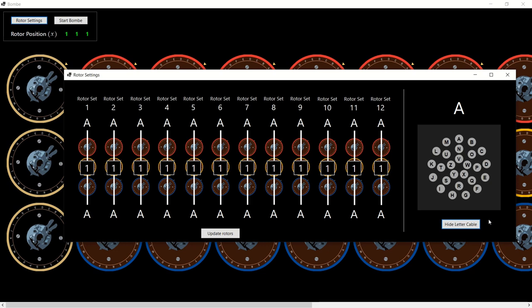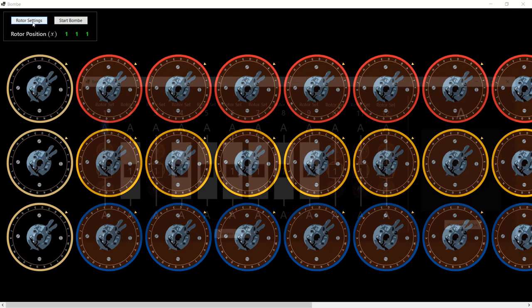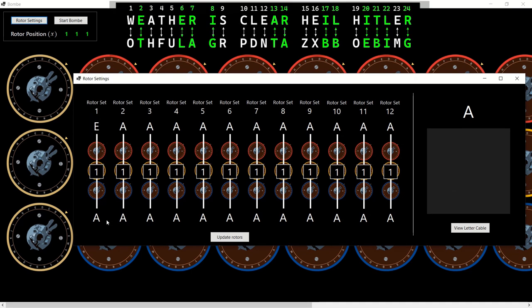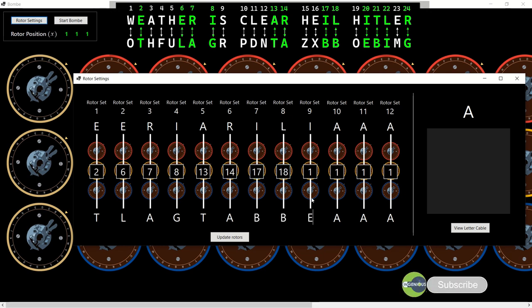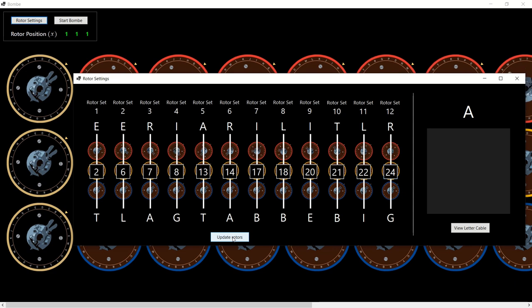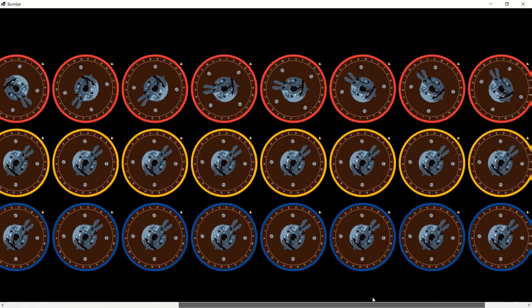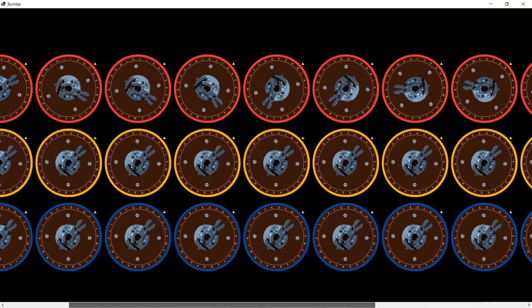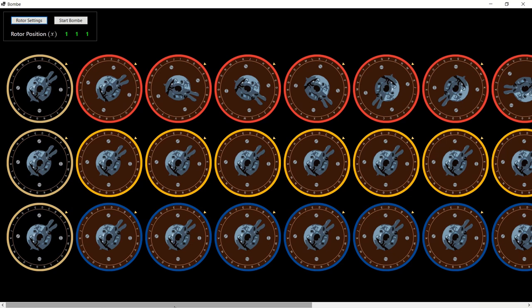Now let us enter the connections for the rotors using the loops we had found. E connects to T at X plus 2. E connects to L at 6. R connects to A at 7. Entering the rest of the connections. Done. All the rotors have rotated by the amount we have entered in the settings. Now we are ready to run the Bombe machine.